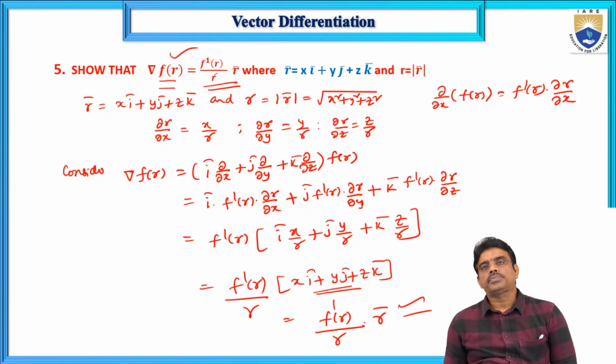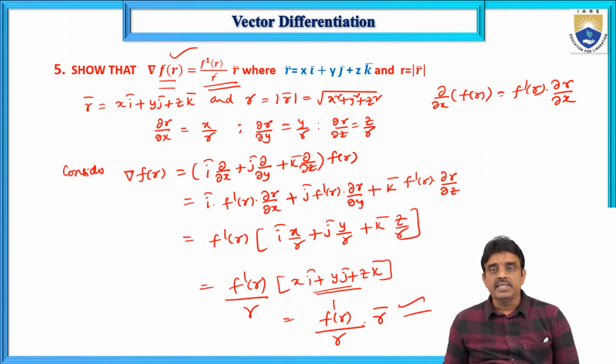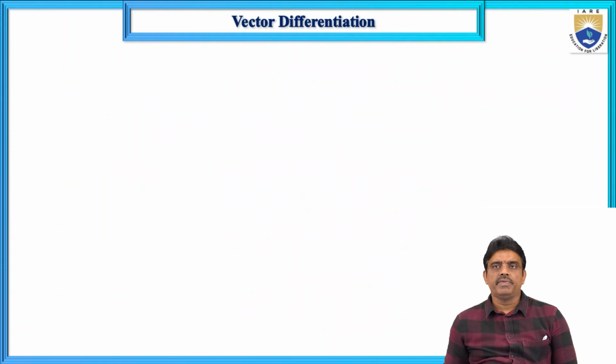So, now I would like to define the divergence of a vector point function. Divergence of a vector point function.